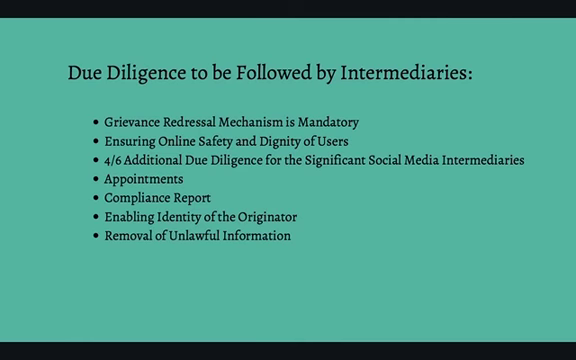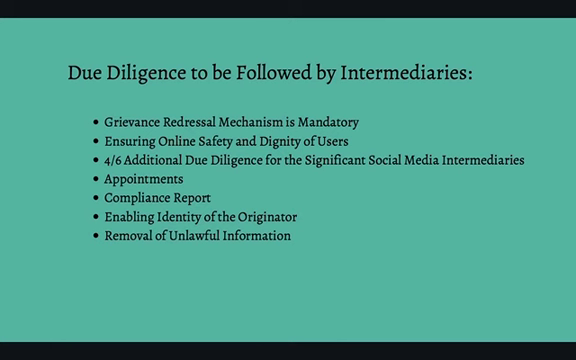Significant social media intermediaries providing services primarily in the nature of messaging shall enable identification of the first originator of the information. This is required only for the purpose of prevention, detection, investigation, prosecution, or punishment of an offense related to the sovereignty and integrity of India, the security of the state, friendly relations with foreign states, or public order, or of incitement of an offense relating to the above, or in relation to rape, sexually explicit material, or child sexual abuse material, punishable with imprisonment for a term of not less than 5 years.